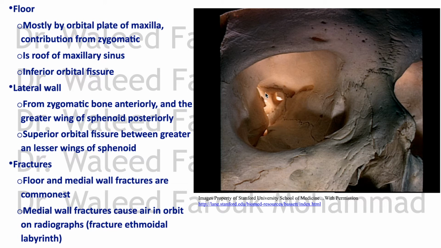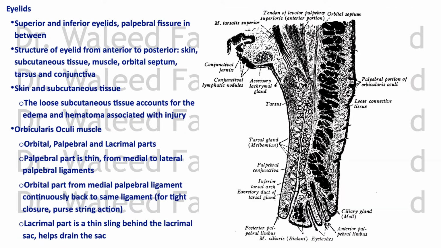The superior orbital fissure lies between the lesser and greater wings of the sphenoid. As I told you before, fractures are common for the floor and the medial wall, and if the medial wall is involved and you make an x-ray, you will find air in the orbit in radiographs because of the fracture of the ethmoid air cells, the ethmoid labyrinth. Okay, this is for the floor, lateral wall and fractures. This concludes the bony orbit.